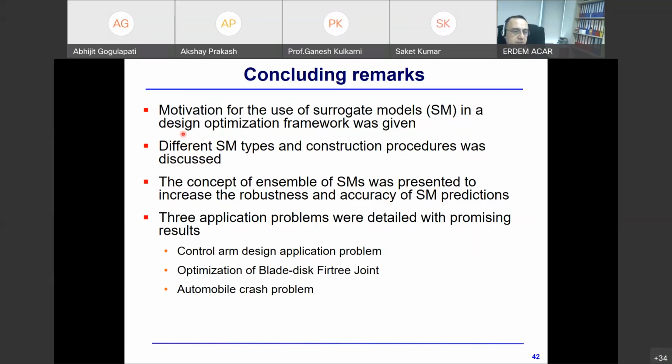The first one was control arm design in an automobile. Second was optimization of a blade disc forgery joint. And the third example problem was an automobile crash problem. And we found out that the use of surrogate models resulted in good optimization results.